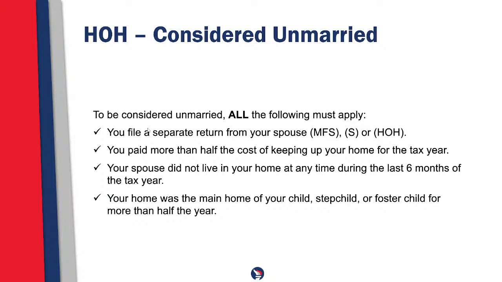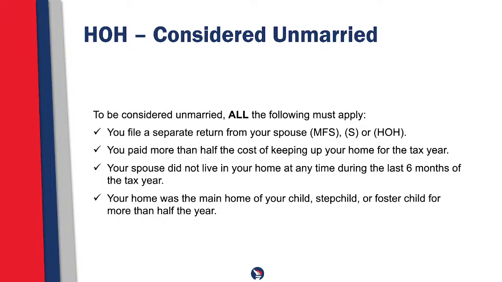To be considered unmarried, all of the following must apply. You file a separate return from your spouse. So you weren't going to do married filing jointly. You're going to file by yourself. You also must have paid more than half the cost of keeping up your home for you and any dependents that you're going to list on your tax return for the tax year.